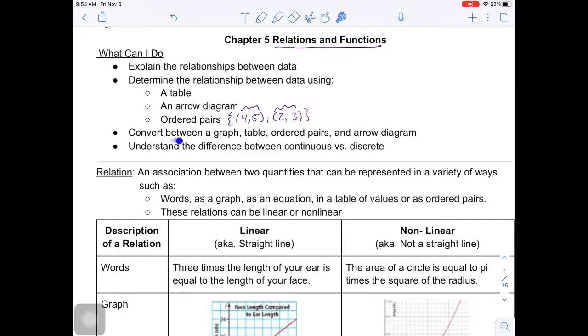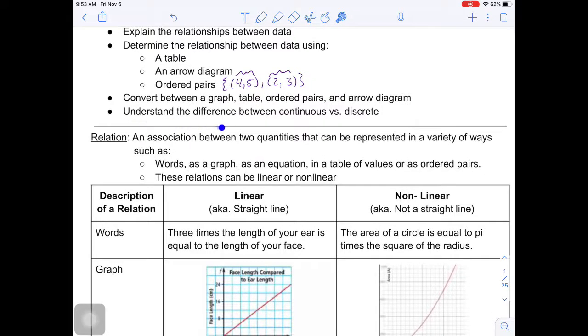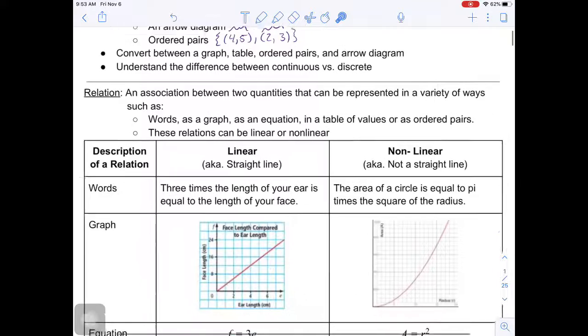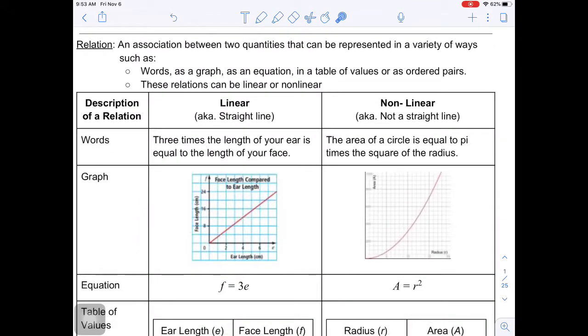You also want to convert between graphs, tables, ordered pairs, and diagrams. So you can relate and show relations in multiple different ways. And then we want to understand the difference between continuous and discrete data. This is something you might have touched on a bit in grade 9, or you might have just seen in your regular day life, but we're going to actually mathematically now determine that. So let's move forward and let's talk about what a relation is.